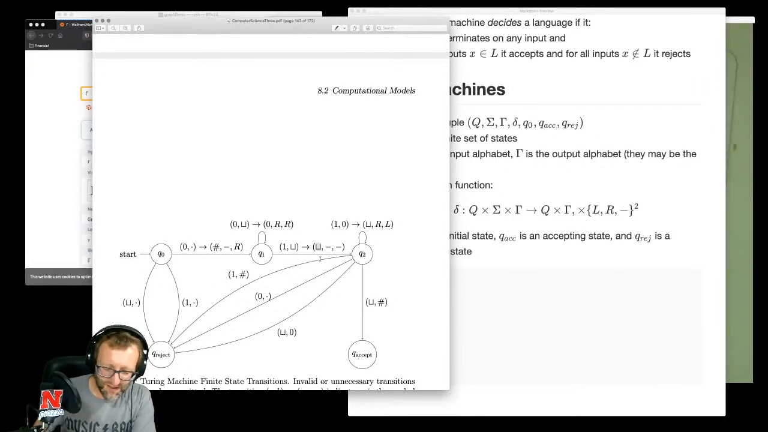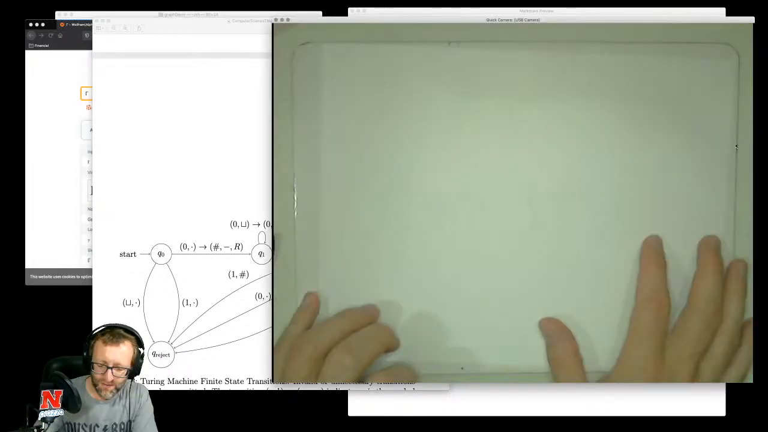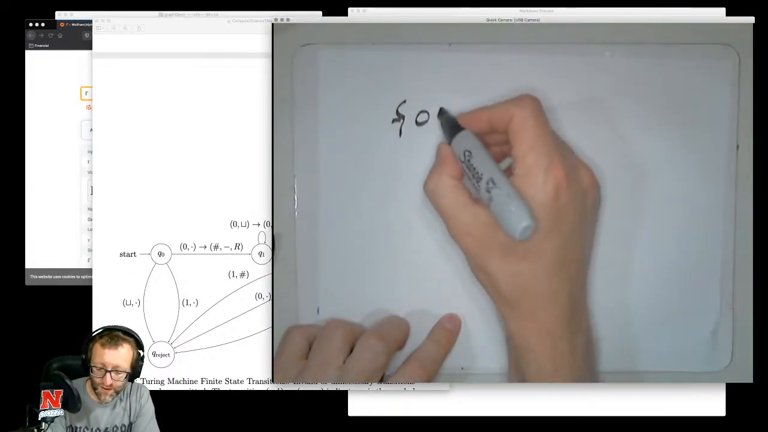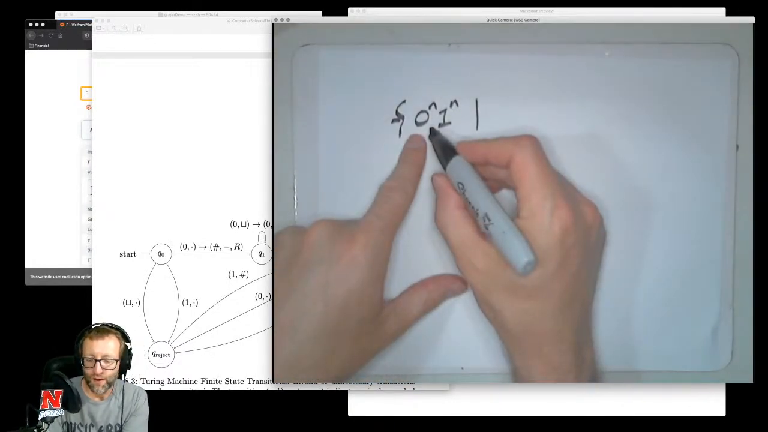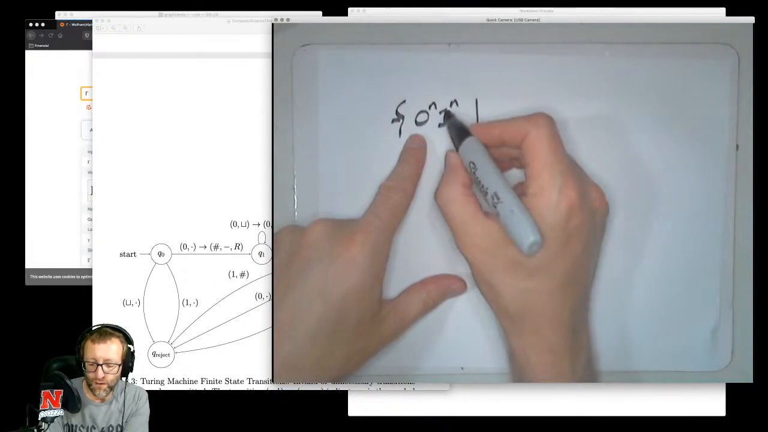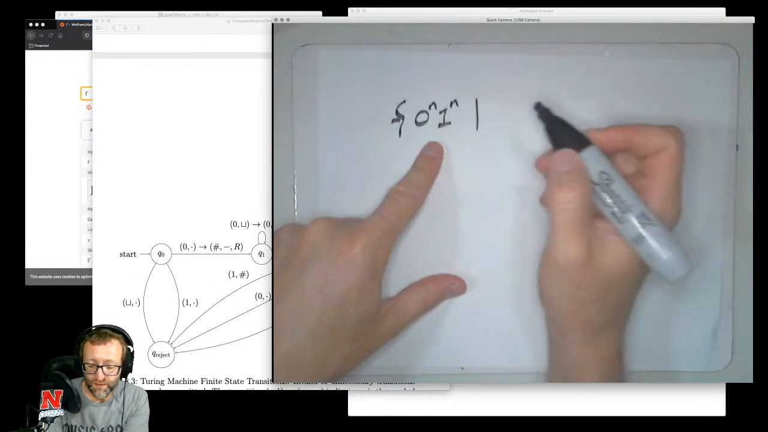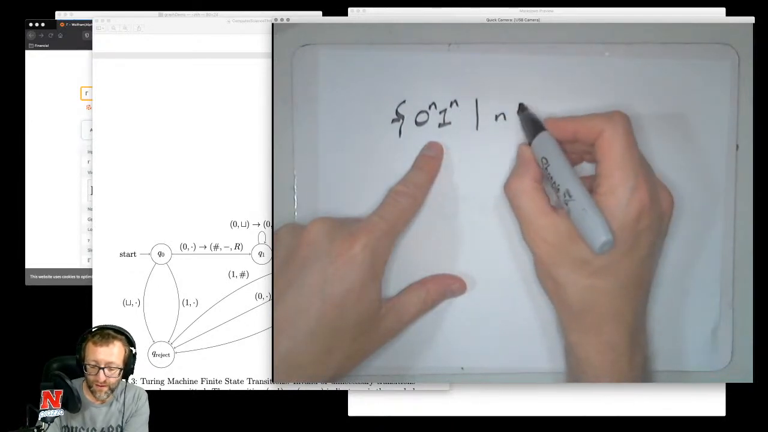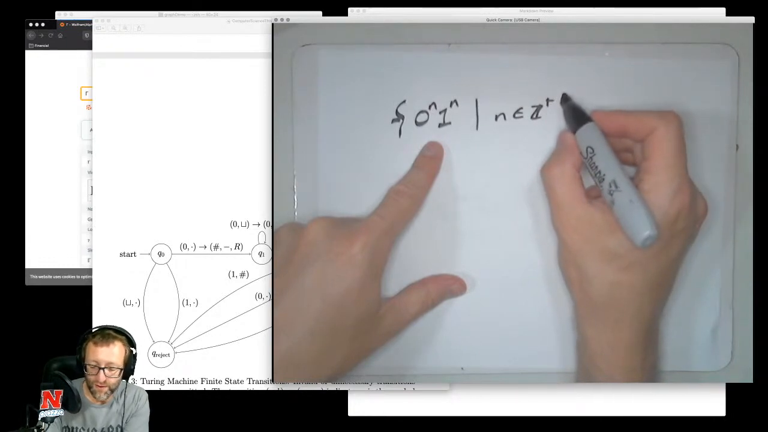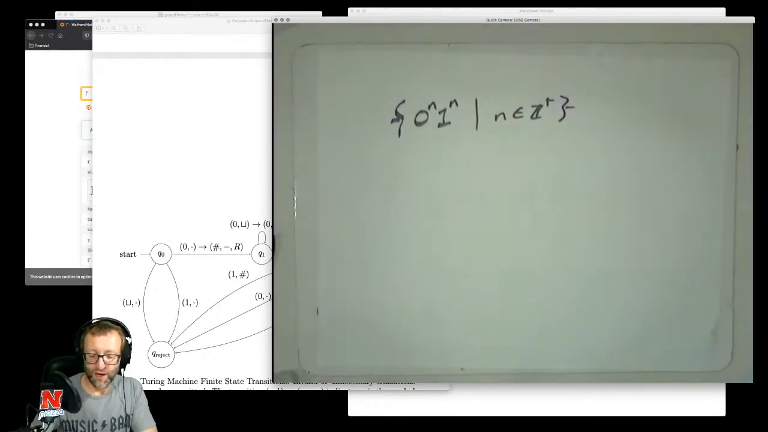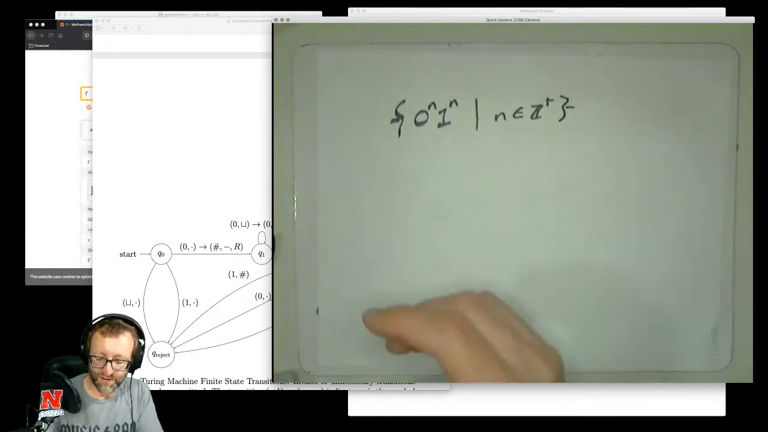Okay, it seems to accept this string. It seems to not accept this string. Here's the language that it defines. All it's doing is finding binary strings that have any number of zeros followed by an equal number of 1s, right? And that's it. Where n is a non-negative integer, it doesn't matter, right? Of course, you can't have negatively sized strings, so this is an integer, right?